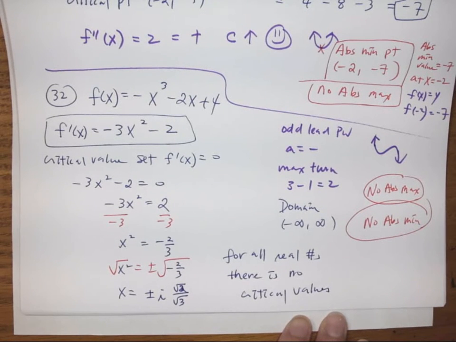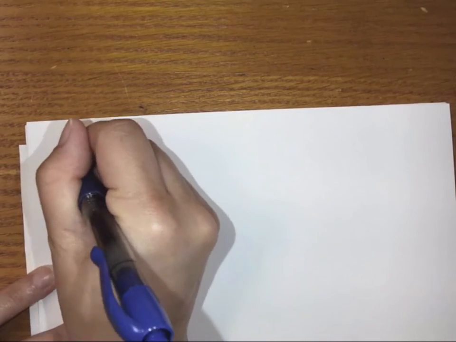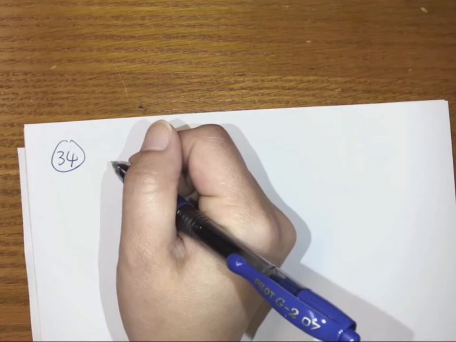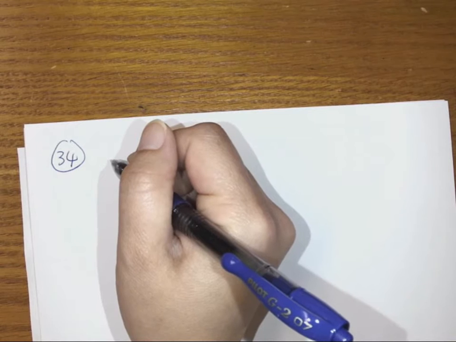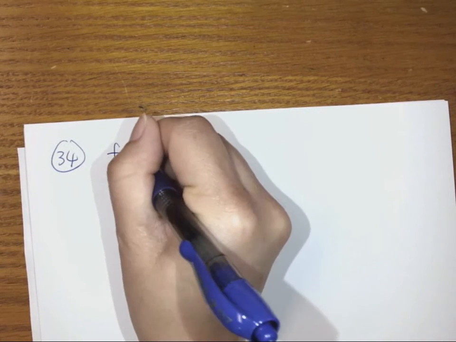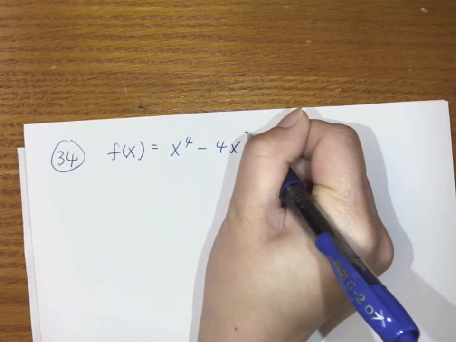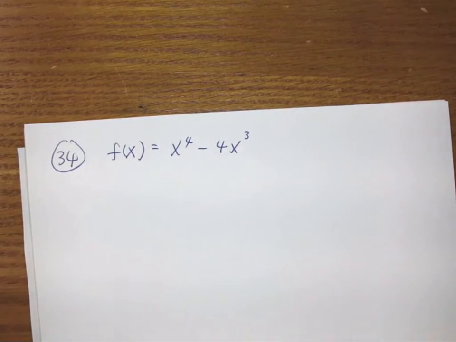Let's see. The next question is number 34. Okay. We are still trying to find the absolute maximum and minimum, right? So let's see. 34 says f of x equal to x to the 4 minus 4x cubed. So how does that work?